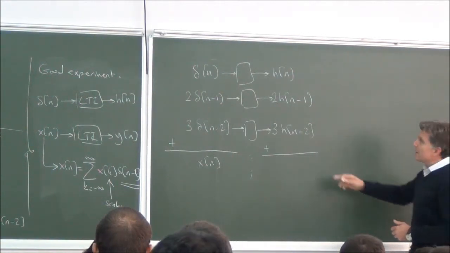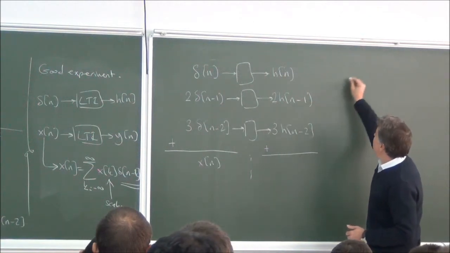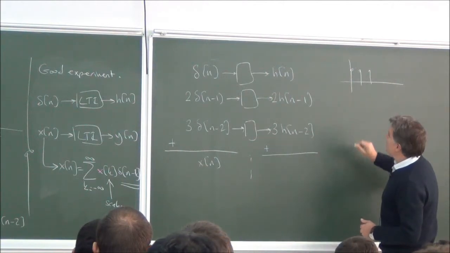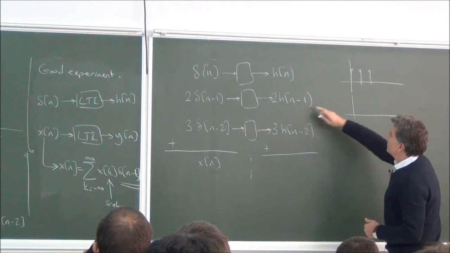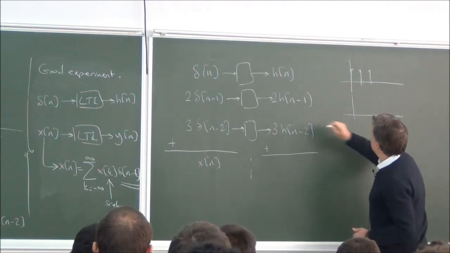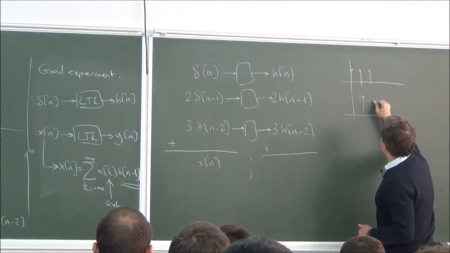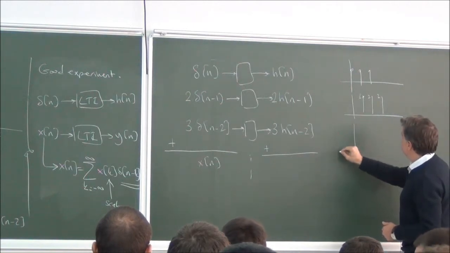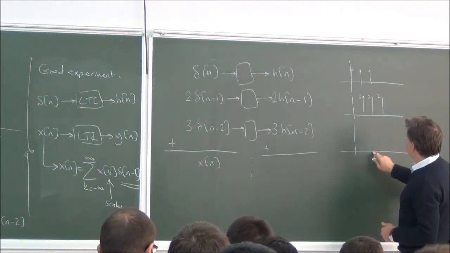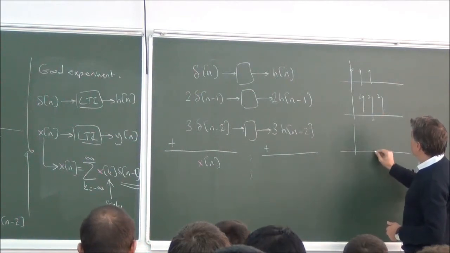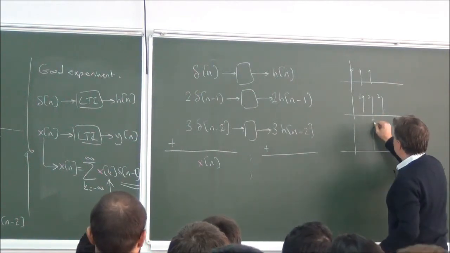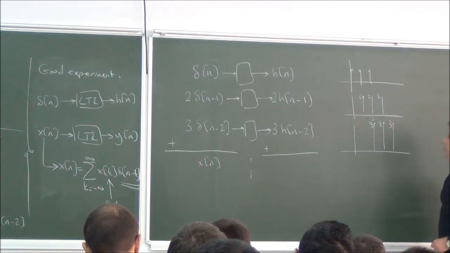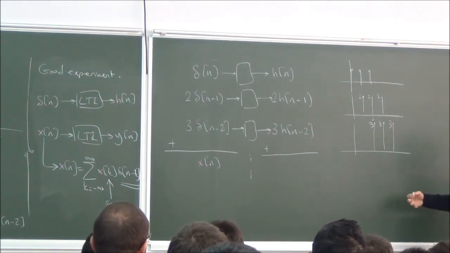So compare your results with this output then. h of n is this. h of n minus 1 is shifted towards the right and scaled by 2, so it is 2, 2, 2 like this. And finally, h of n minus 2 is starting from 2, and its value is 3. So it is 3, 3, and 3. And we must add up these 3 components.